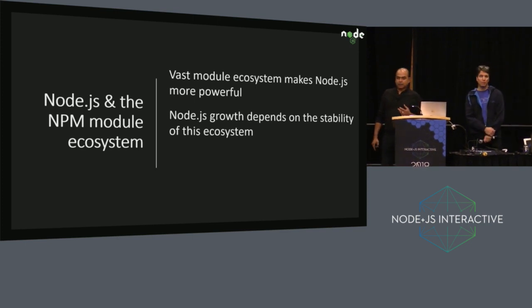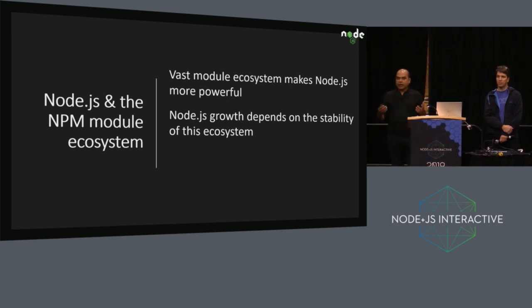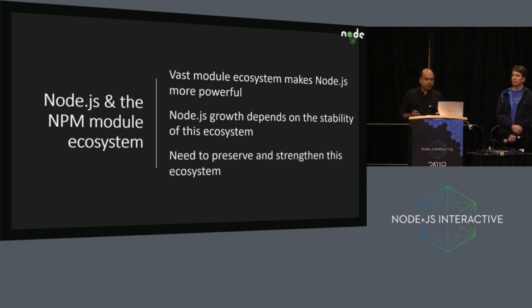Second, Node.js growth depends on the stability of this ecosystem. The more reliable and stable this ecosystem is, the more Node.js developers are going to rely on this platform, and it is going to help fuel the growth of this amazing platform that we all know and love. And third, if we agree on the previous two, we need to ensure that this module ecosystem that we all love and depend on has to be preserved and strengthened going forward.